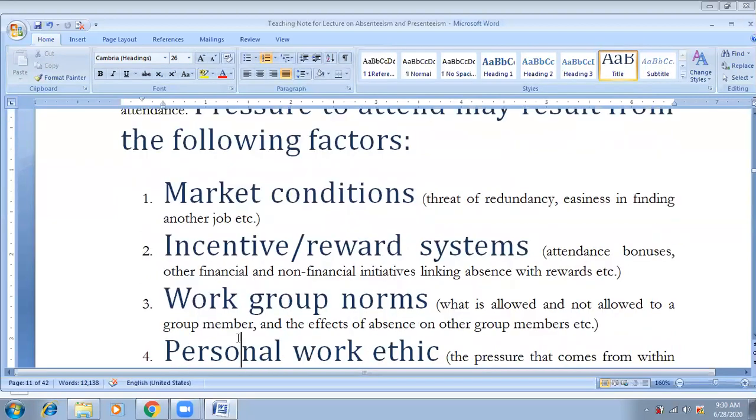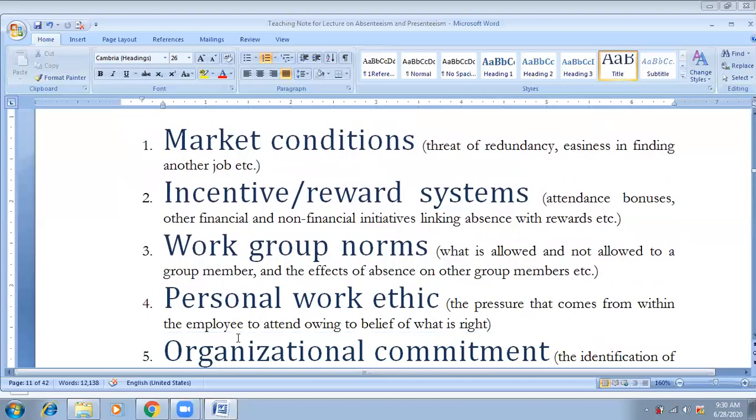Then work group norms. What is allowed and not allowed to a group member? And the effects of absence on other group members. How do they support? Assume you are a member of a team, and you are absent today. How do other members bear your absence? Will they be cooperative to you? They may think that you got a problem and you are a friend to them, and then are they going to do your work also, cover your work? Or instead, they demand you to come. Forget about your sickness. Forget about your personal problem. Don't be absent today. If the people of the team work like that, then the pressure to attend, of course, is high.